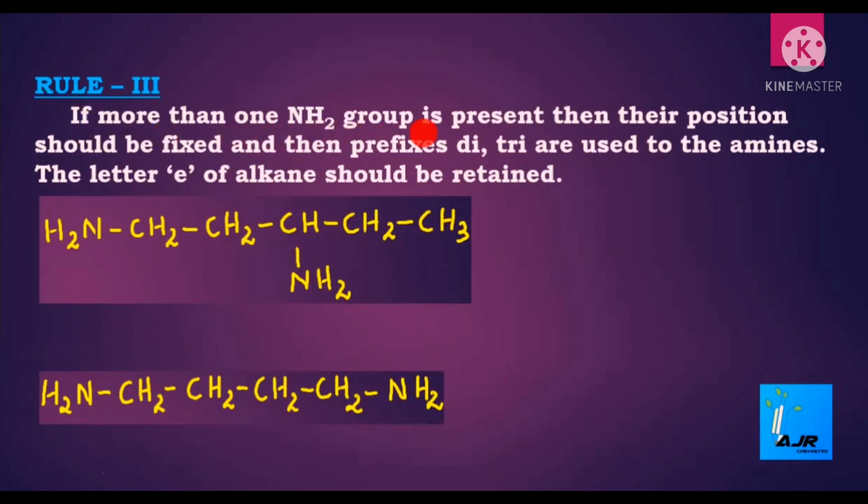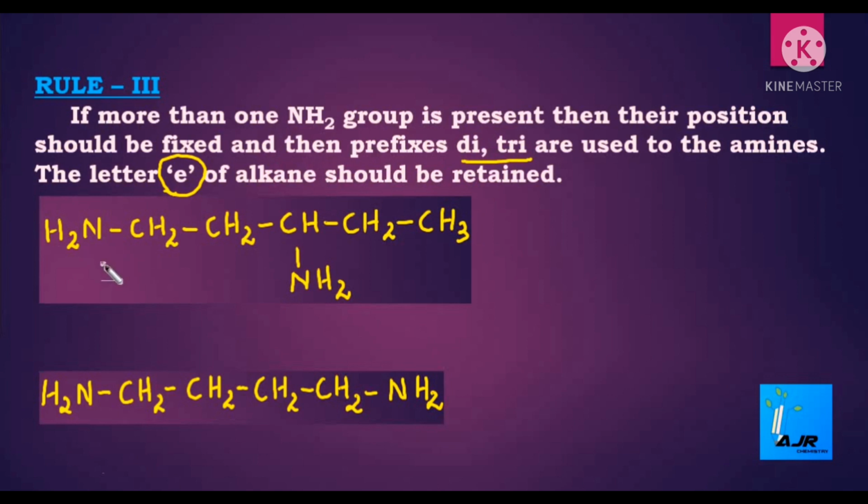If more than one NH2 group is present, then their position should be fixed, and then the prefixes di, tri are used with the amines. Understood? In the previous cases we were having only one NH2 group, but here in these examples we are having two NH2 groups. Then the position of these NH2 groups should be fixed, and then we should make use of the prefixes di or tri along with the word amine. And here if more than one amino group is present, then the letter E of the alkane should be retained. See, this is more important. The letter E should be retained. Okay, and also the prefixes di, tri should be used.